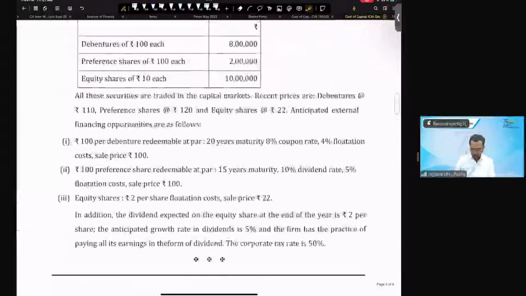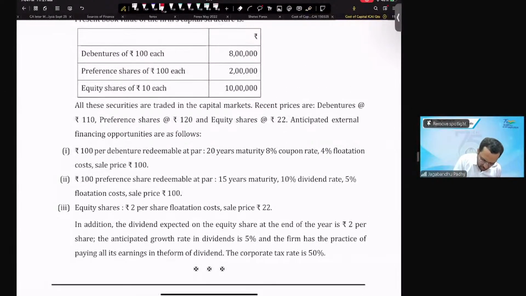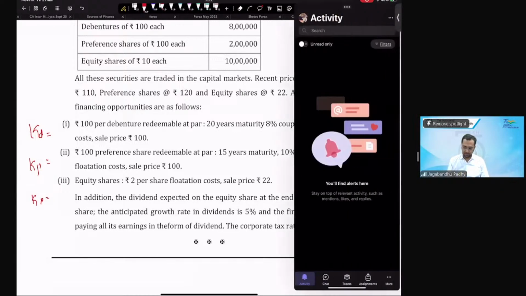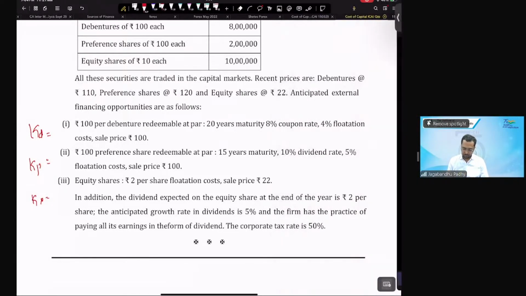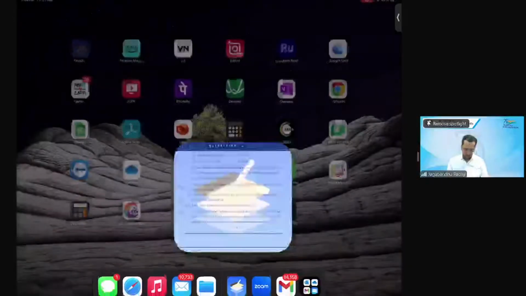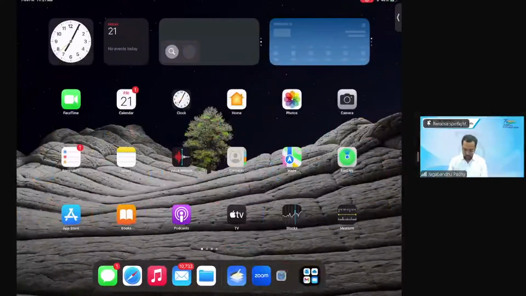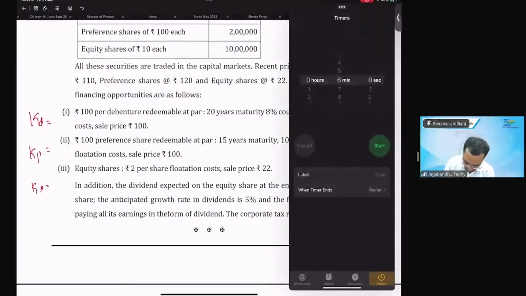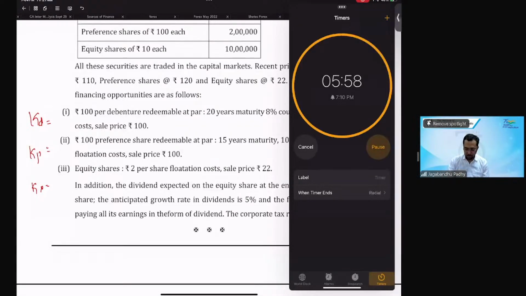Okay, so we have to calculate individually. You may give me the calculations of cost of debt, cost of preference share, and cost of equity. I need these three individual numbers from you. Try to calculate the individual costs of capital.